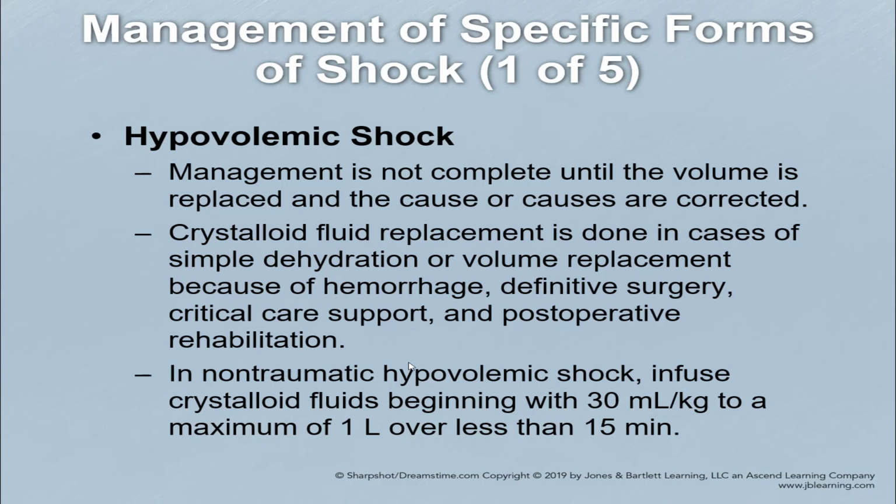So technically the volume inside the intravascular system is down. So it meets hypovolemic definition. You can infuse crystalloids beginning at about 30 milliliters per kilogram to a maximum of 1 liter over about 15 minutes. Now, that's a good bit of fluid, so be careful with them patients when you start doing that.